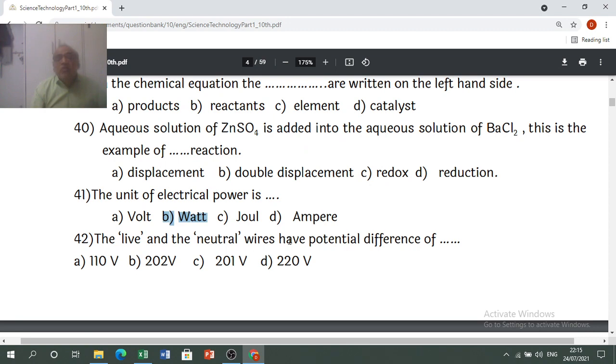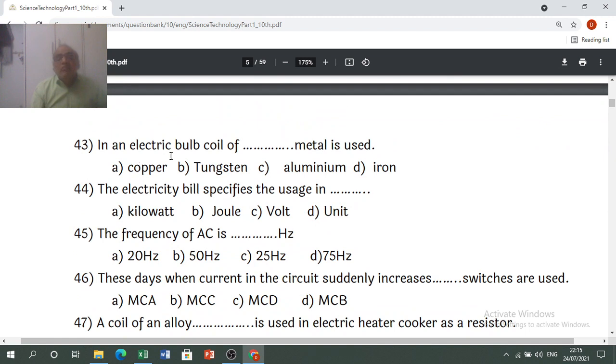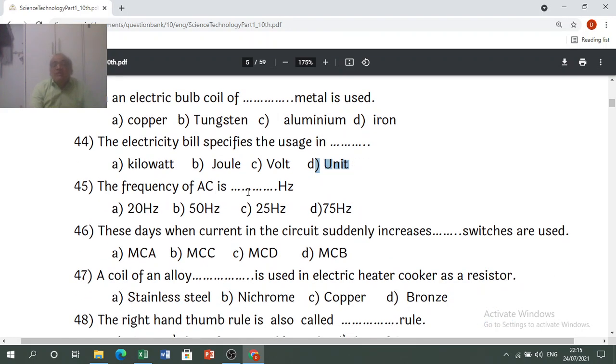The live and the neutral wires have a potential difference of 220 volts. The electric bulb coil is made of tungsten because it has the highest melting point. That's why tungsten metal is used in the coil of an electric bulb. Option is B. The electricity used is specified in units. Option is D. The frequency of AC is 50 hertz. These days, when the current in the circuit suddenly increases, miniature circuit breakers are used. Option is D.